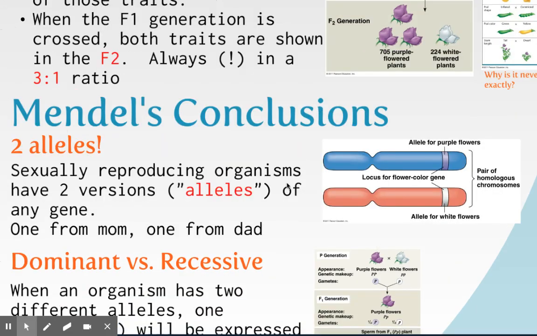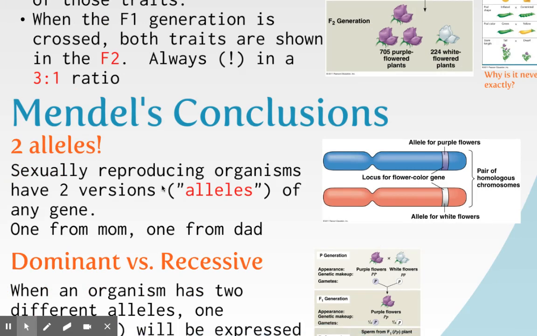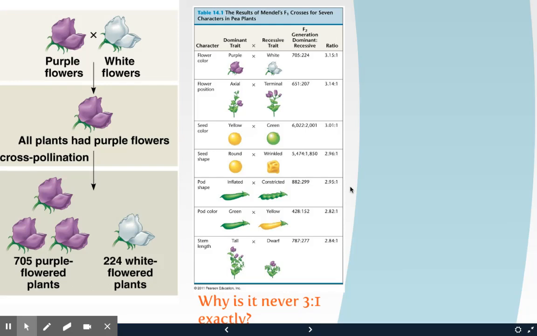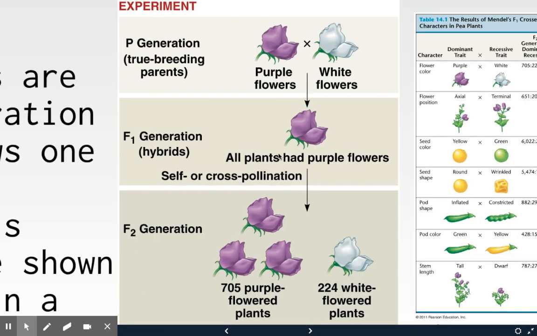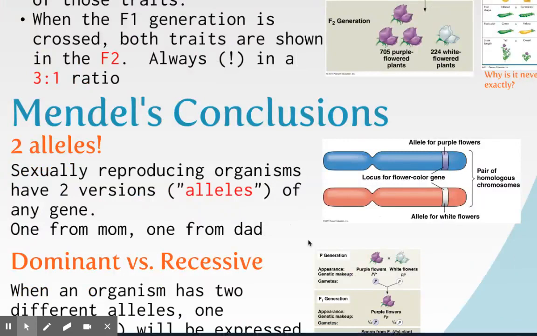His first conclusion is that in organisms that reproduce sexually, so there's sperm and egg, there have to be two different versions of every trait. A trait could be something like seed color. So this is my trait, and these are my two alleles. He found out there must be variations of every trait, at least two, and one must be inherited from the mother, and one must be inherited from the father. So he figured out this idea that you get one chromosome from your mother, one from your father, though he didn't know about that yet.